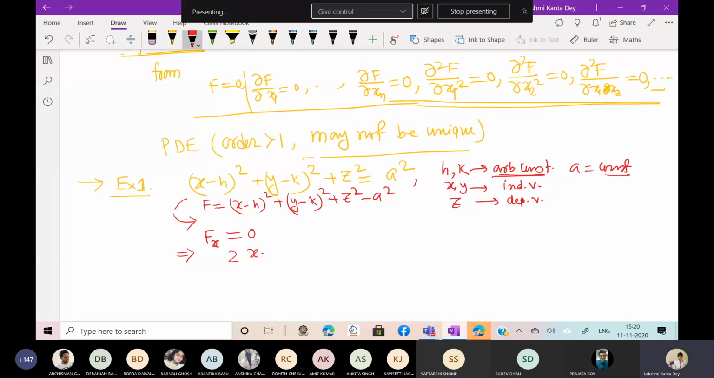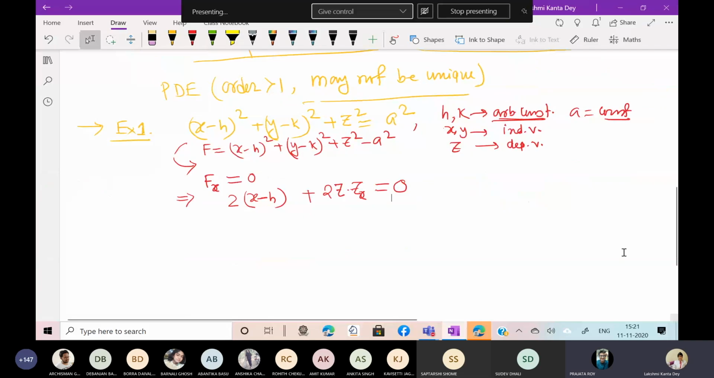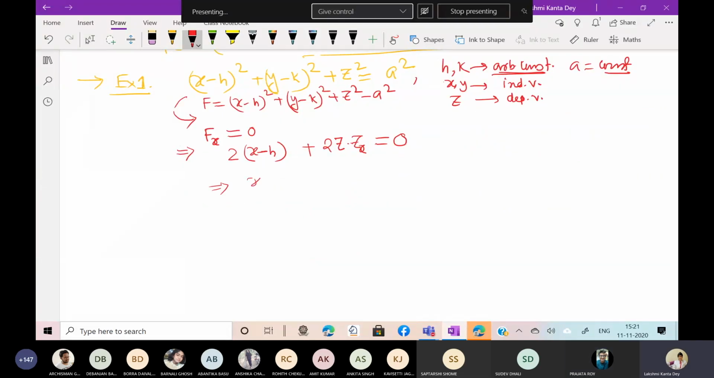From this, what do we get? Twice the homogeneous term. So y minus k, there is no x involved here, so this will be 0. And twice z, z x, and the right side will be 0. A is a constant. So ultimately x minus h will be minus z, z x. This is your equation number 2, and equation number 1 is the given equation.